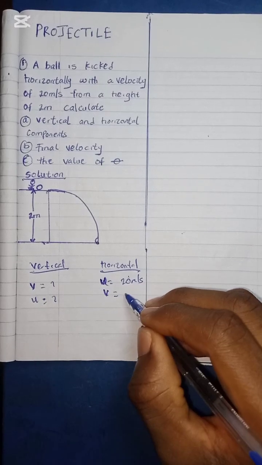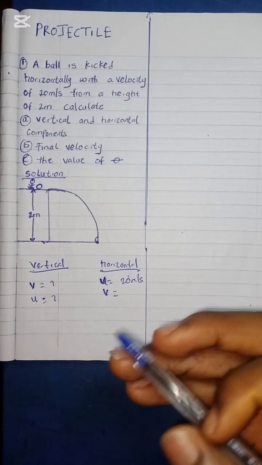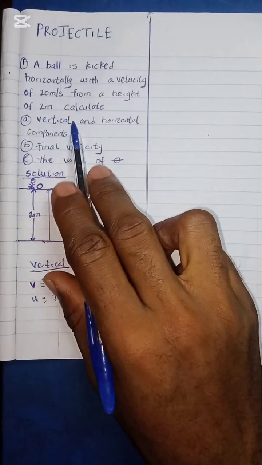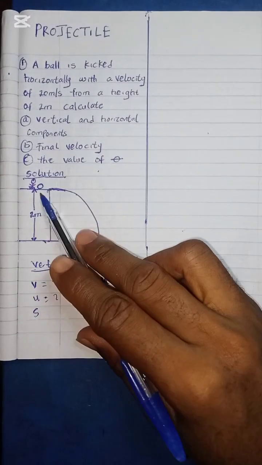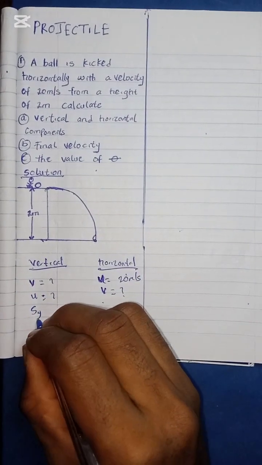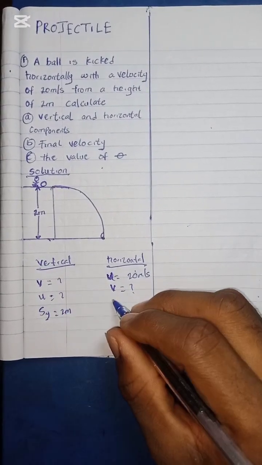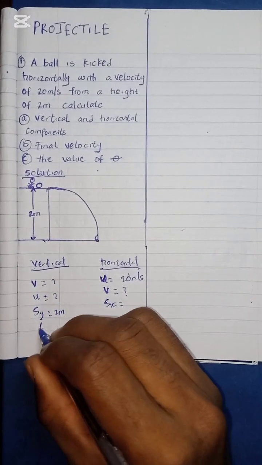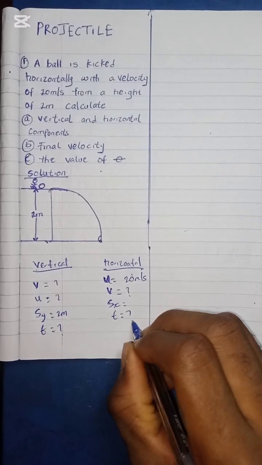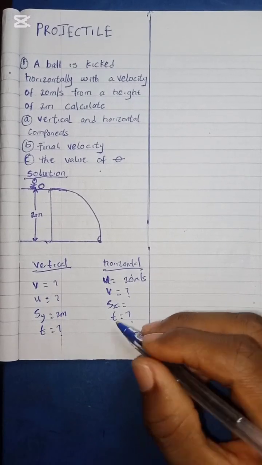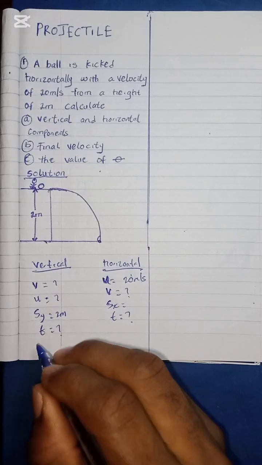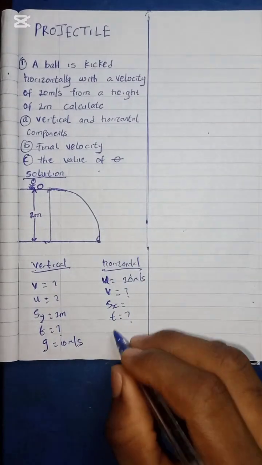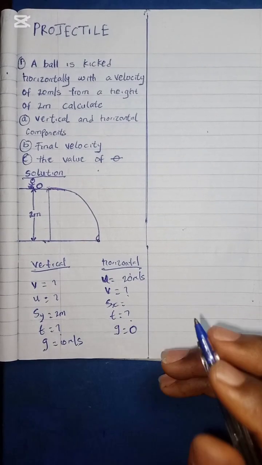Then v was not given from the question. From a height of 2 meters, we know that is the vertical component. So we have sy is 2 meters. We don't know the distance in the horizontal component, and we are not given the time, so I have to find the time. But you need to know that for the vertical component, the acceleration due to gravity is 10 meters per second squared. Then for the horizontal component, the acceleration is zero.